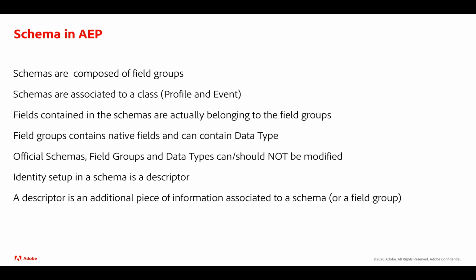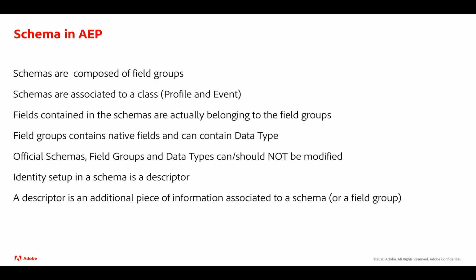Field groups contain native fields such as string, integer, or double, long, short, date, time, and so forth. And they can also contain a specific field data type. What is a data type? Data types are more complex representations of fields, which could be an object-oriented field. We'll see that later. The main idea of a data type is that you create it once, and you can repeat it multiple times within the same schema.